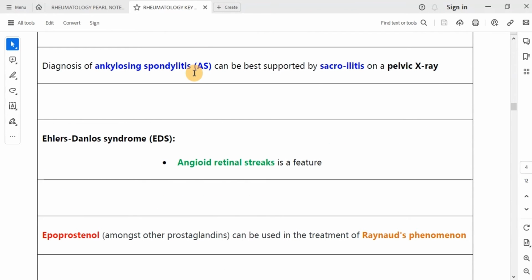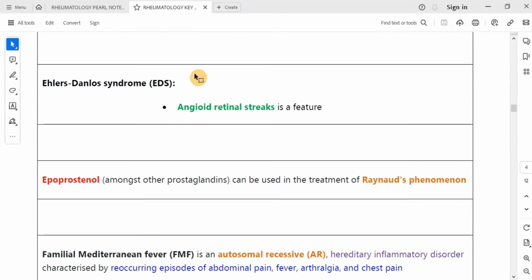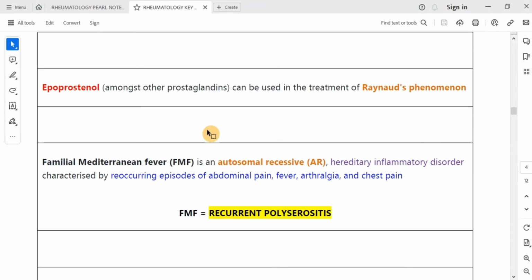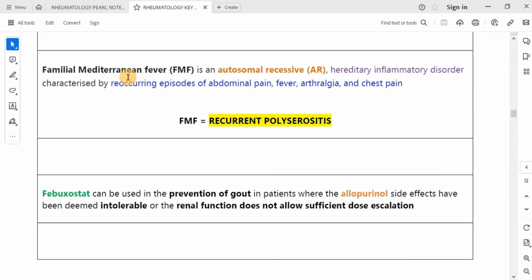Diagnosis of ankylosing spondylitis can be best supported by sacroiliitis on a pelvic X-ray. Ehlers-Danlos syndrome has angioid streaks features. Epoprostenol, among other prostaglandins, can be used in the treatment of Raynaud's phenomenon. Familial Mediterranean fever is an autosomal recessive hereditary inflammatory disorder characterized by recurring episodes of abdominal pain, fever, arthralgia, and chest pain, also known as recurrent polyserositis.